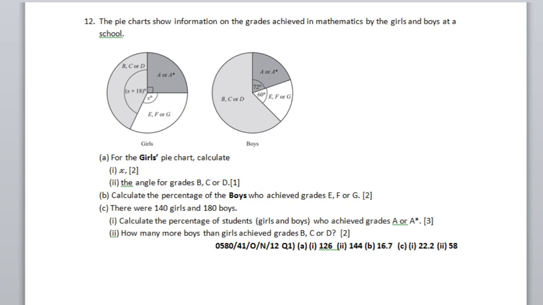Question number 12. The pie chart shows information on the grades achieved in mathematics by the girls and boys at a school. For the girls pie chart, calculate x. What is x in the girls pie chart? It is the angle of sector, and the sum of all angles in a pie chart or in a circle is equal to 360 degrees. So we will add up all these angles and sum up to 360 degrees.